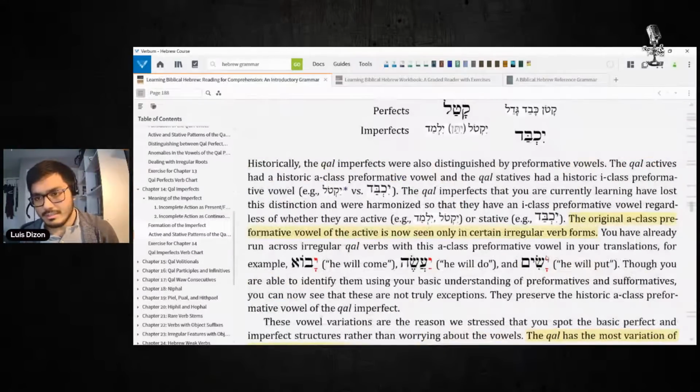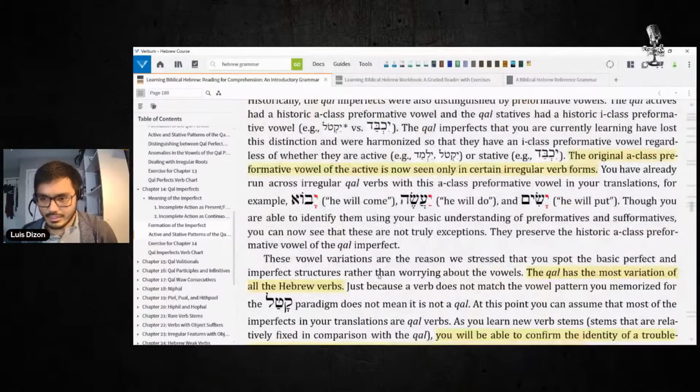But it's good to know that when it comes to the vowels for the imperfect, they tend to differ. Most of the time, it'll be a hirek, or that little dot over there, but sometimes it'll be a patach or a kametz. Don't let that confuse you.